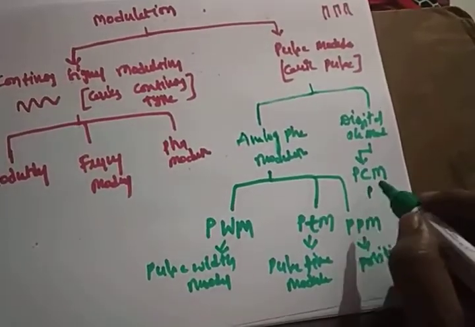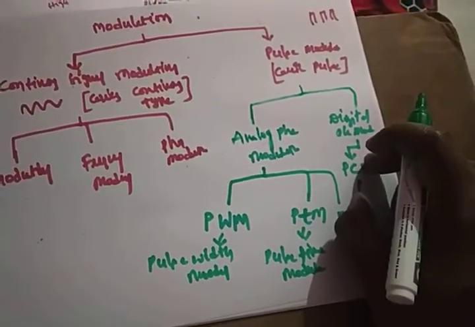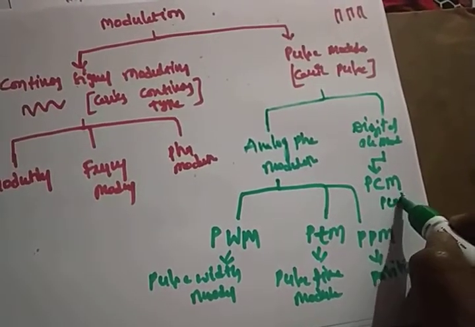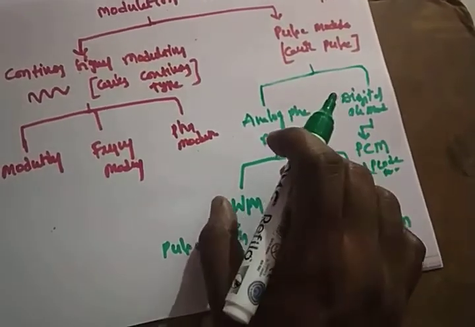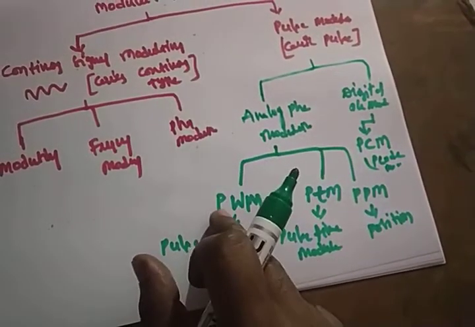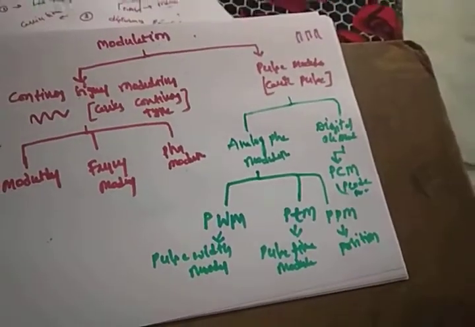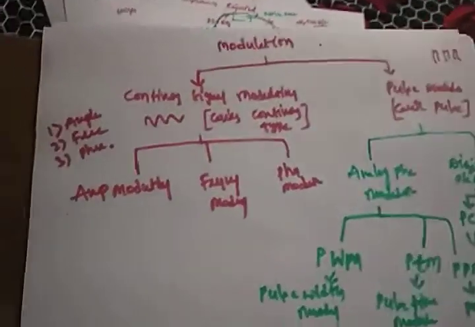We'll discuss this; it is a very, very important concept. Only this thing we have in our syllabus, pulse code modulation. Analog modulation is of types: pulse width modulation, pulse time modulation, and pulse position modulation. So this is about the different types of modulation.